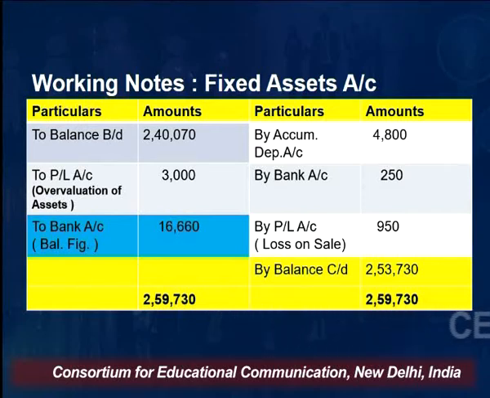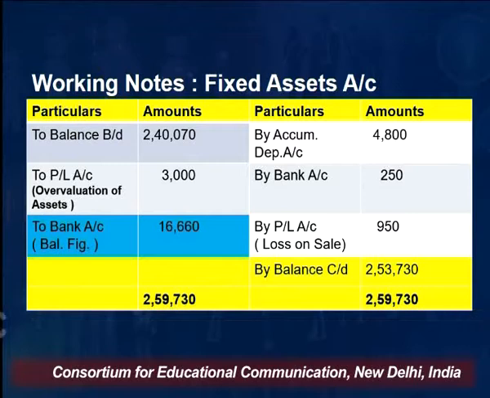And the cash amount, the bank amount, that is 250 rupees, which you have received out of sale of this fixed assets, have also been shown. Loss on sale is actually credited to fixed assets, so we have shown it here. And the overvaluation of asset which was done has to be debited to profit and loss account, 3,000 rupees, and the balancing figure will give us the value of the payment, that is you must have purchased fixed assets to the extent of 16,660.